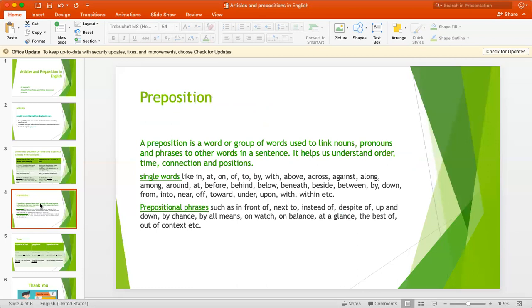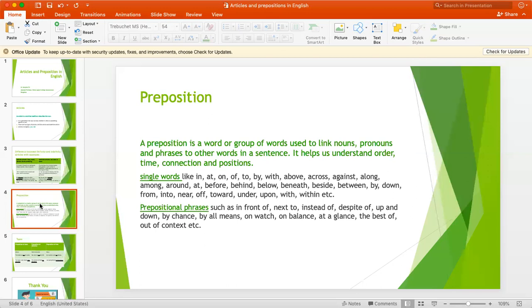To define preposition in English, a preposition is a word or group of words used to link nouns, pronouns, and phrases to other words in a sentence. It helps us understand order, time, connection, and positions. And in prepositions, keep in mind, we have two types, again: single preposition and prepositional phrase.